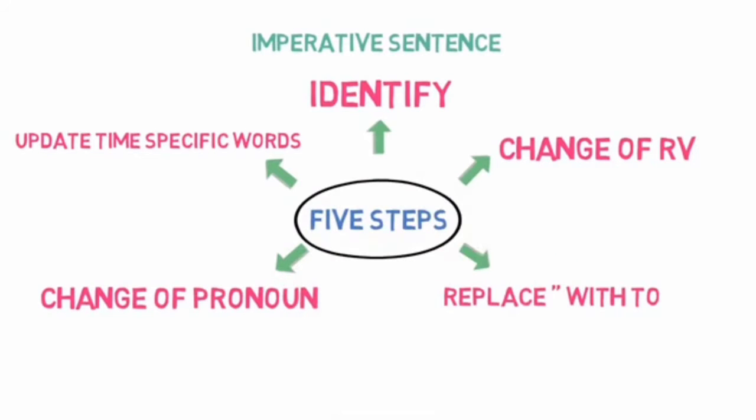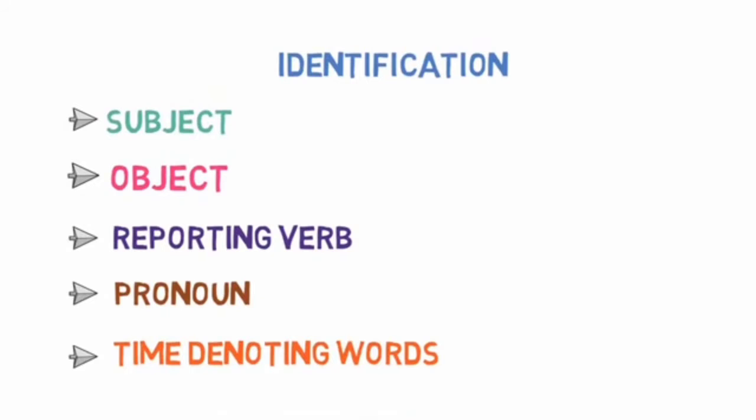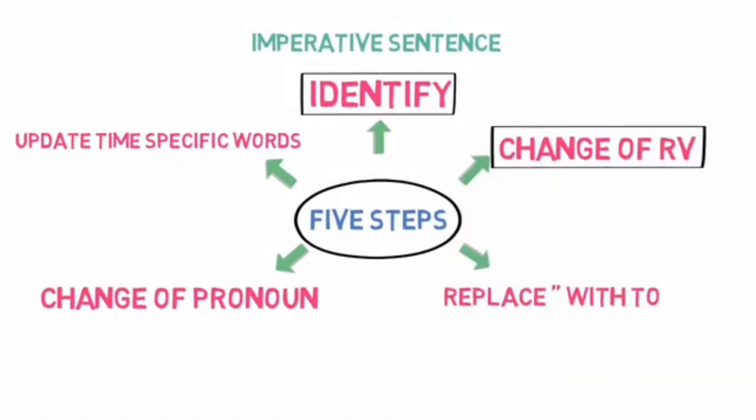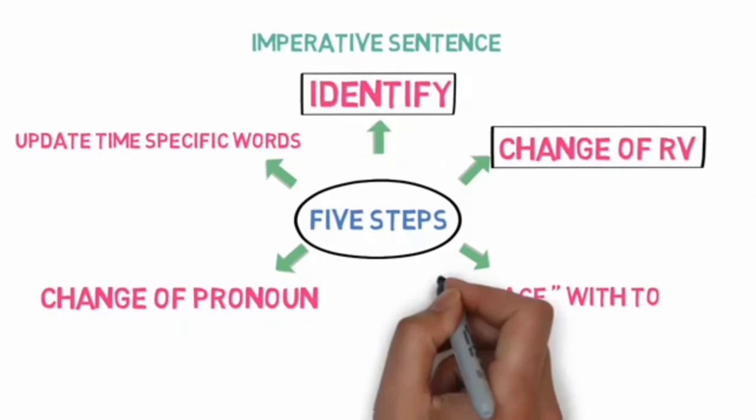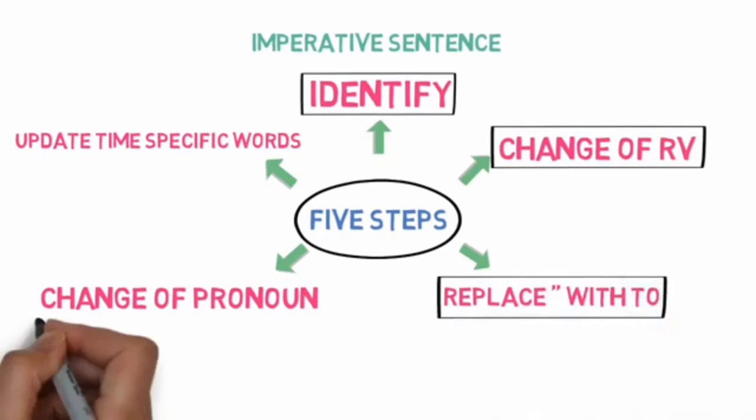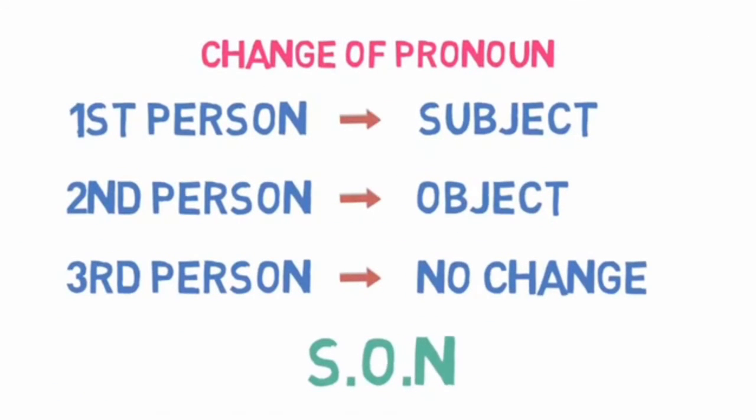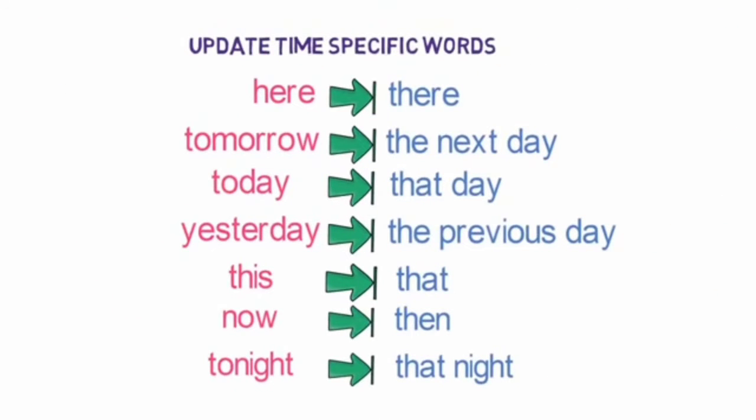Remember these 5 steps properly. Number 1. Identification. We need to identify the subject, object, reporting verb, pronoun and time denoting words if any. Number 2. Change of reporting verb. Reporting verb will change as per this workflow. Number 3. Replacement of inverted comma with to. Number 4. Change of pronoun as per this workflow. And number 5. Change of words denoting time as per this workflow.